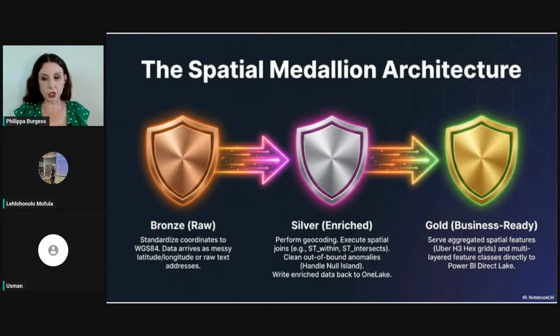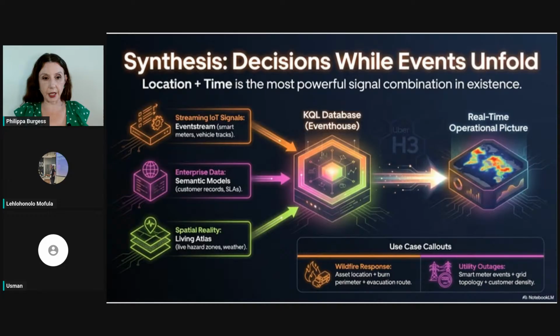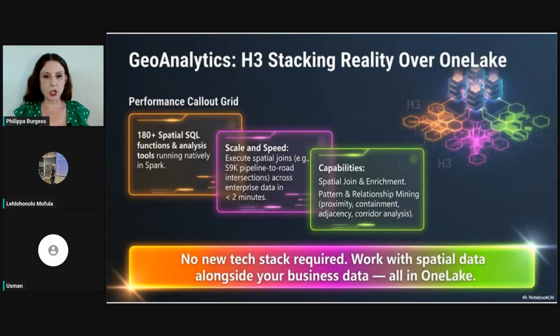And then gold, which is the equivalent of Living Atlas from Esri, is business ready. So you serve your aggregated spatial features, Uber H3 hex grids, multi-layer feature classes directly to Power BI Direct Lake. And then your synthesis decisions while events unfold. Again, that's the real-time geoanalytics, H3 stacking over OneLake.